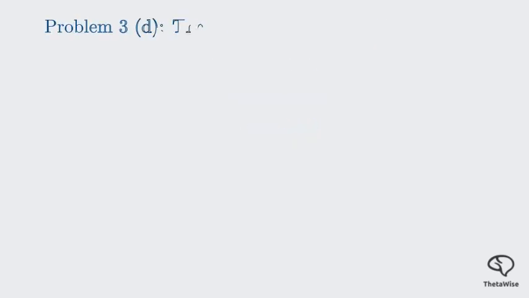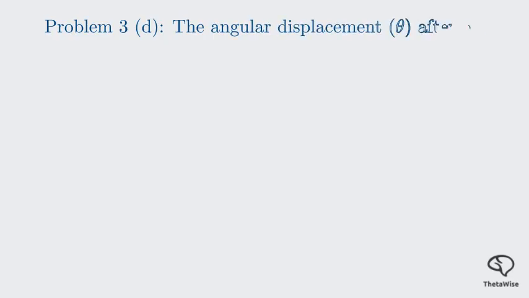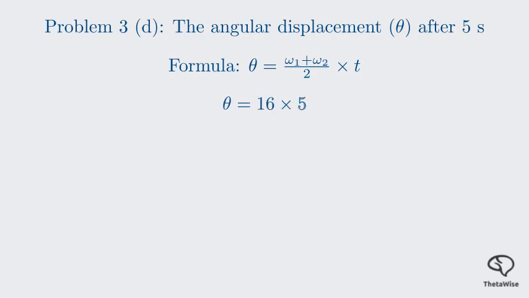Now for part D, let's calculate the angular displacement theta after 5 seconds. We can use the kinematic equation we used in our earlier worked examples. The formula is theta equals the average angular velocity times time, or omega 1 plus omega 2 divided by 2, all multiplied by t. We calculated the average angular velocity, omega bar, to be 16 radians per second in part A, and the time t is 5 seconds. So, theta equals 16 times 5. This gives us an angular displacement of 80 radians. The memo confirms the answer is 80 radians. This is a straightforward calculation once the average angular velocity is known.